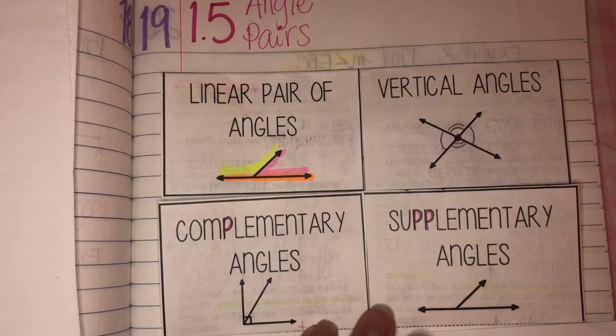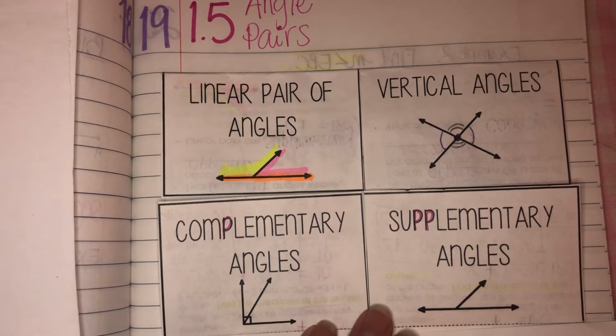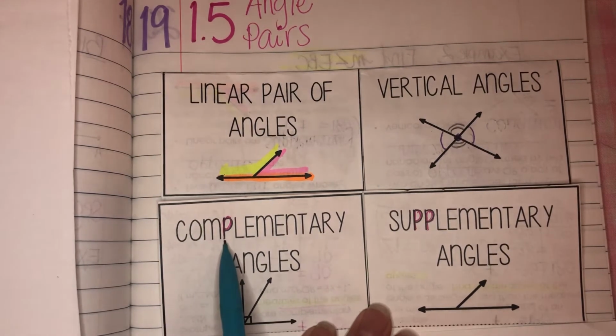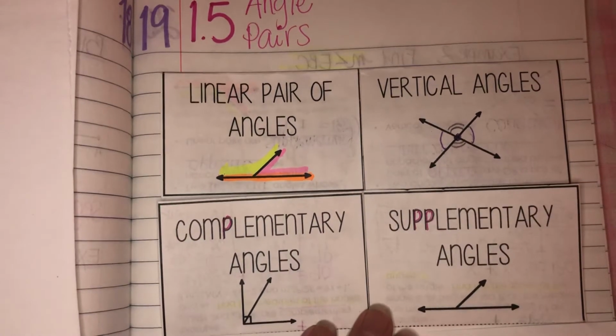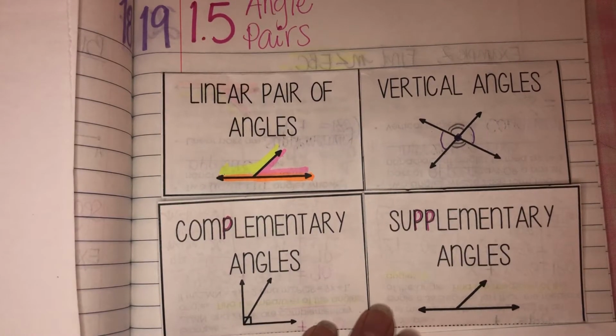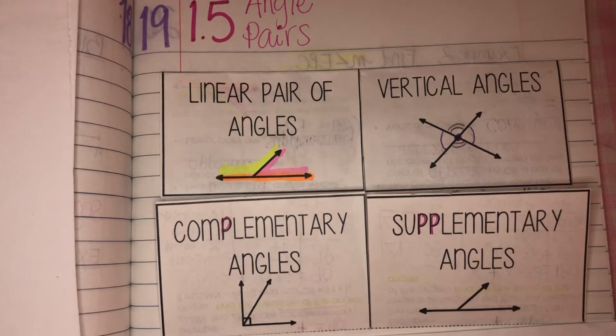A neat way to remember them is the letter P. The letter P looks like I took the number 9 and I flipped it around. And so complementary has 1 P, 90. Supplementary has 2 P's, 90 plus 90, 180. Just a cute little mnemonic trick to remember.